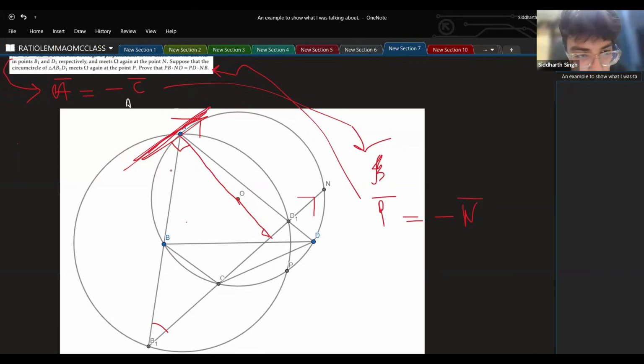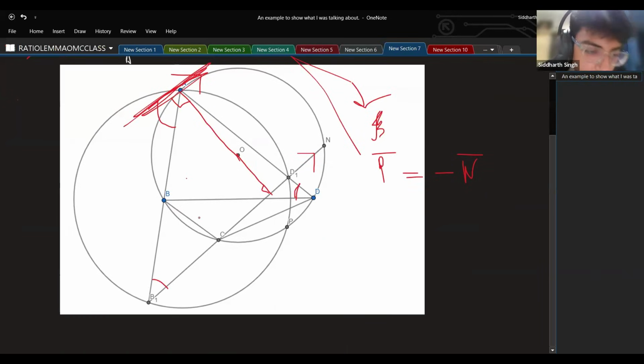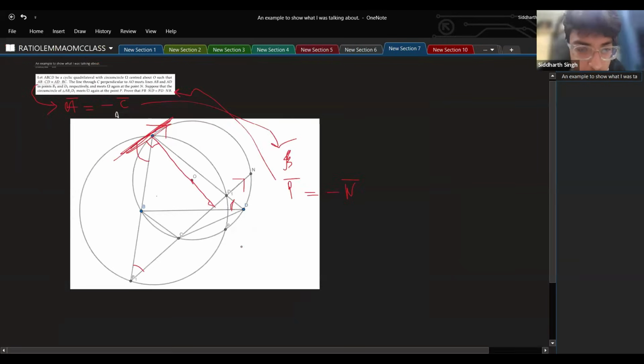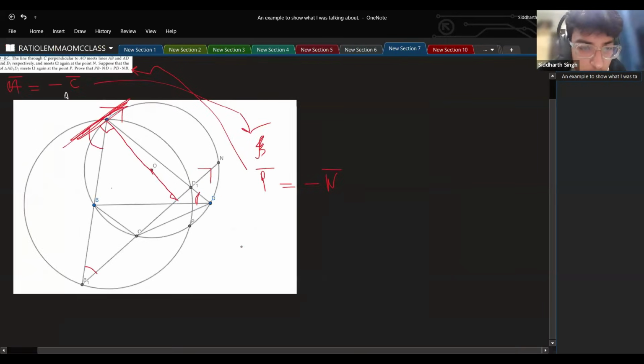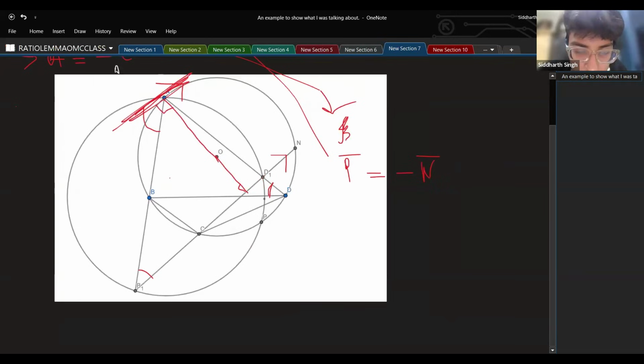Now, what is this angle equal to? Hint: alternate segment theorem. By alternate segment theorem, this is equal to this. But since this line is parallel to this line, and these are opposite sides of the transversal, interior angles, we have this angle is equal to this angle. Can anyone see interesting stuff now? Hint: try to find a cyclic quadrilateral in this figure.